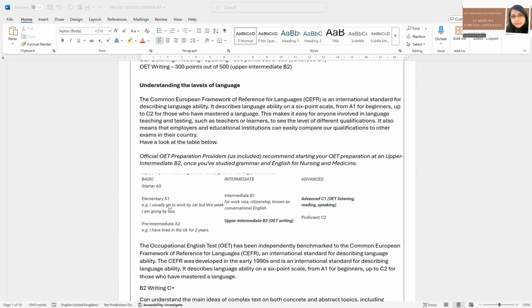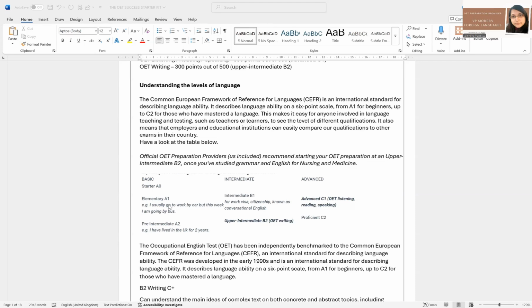Upper intermediate B2, which is the level we need for OET writing, is the level at which grammar mostly finishes and we start having a focus on other meanings of words. For example, let's think about the word argue. Most people know that argue means to have a fight with someone, but in OET, for example, if we have "the author argues", this doesn't mean that the author has a fight with someone, but that the author is supporting a certain argument, so he is in favor.